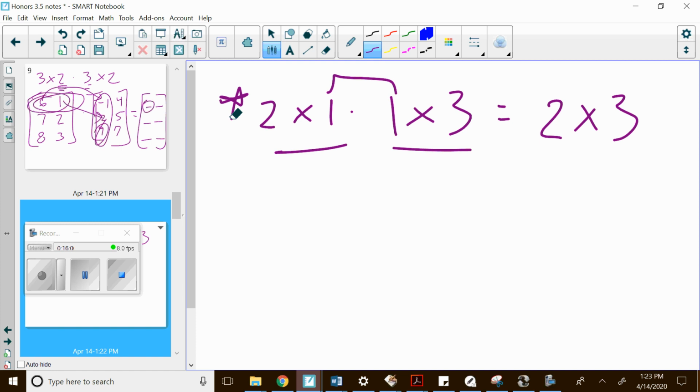And now here's the interesting part. If you took that same 1 by 3 and put it on the left, and that same 2 by 1 and put it on the right, and then you tried to multiply them together, these don't match anymore.